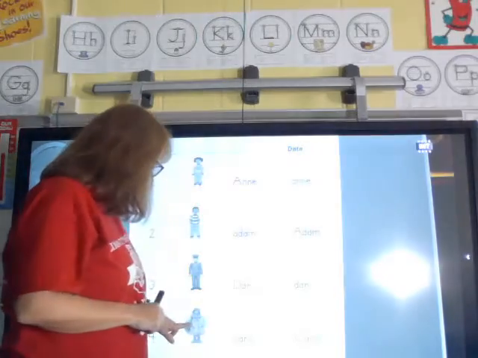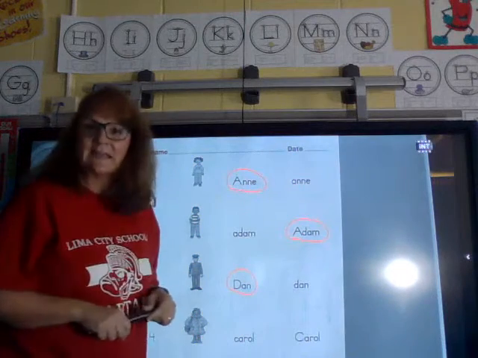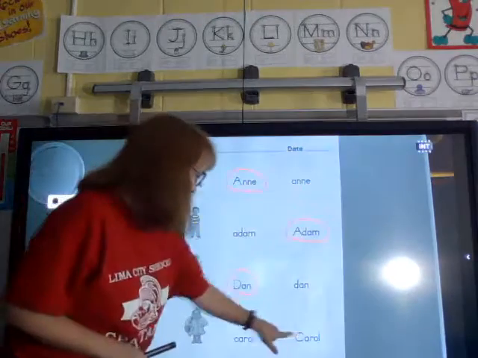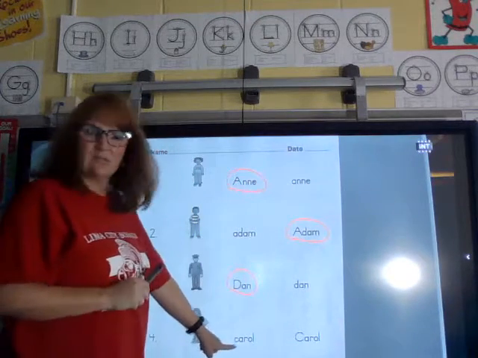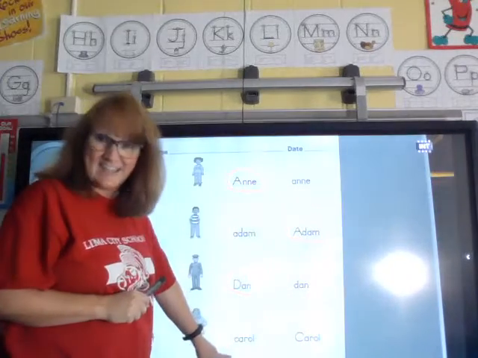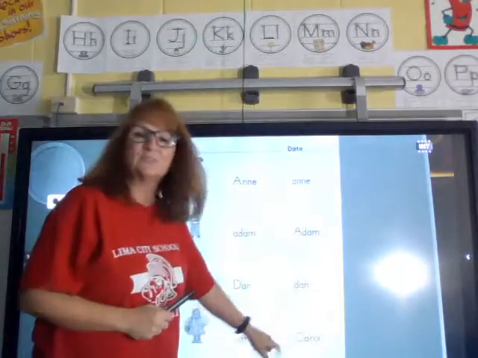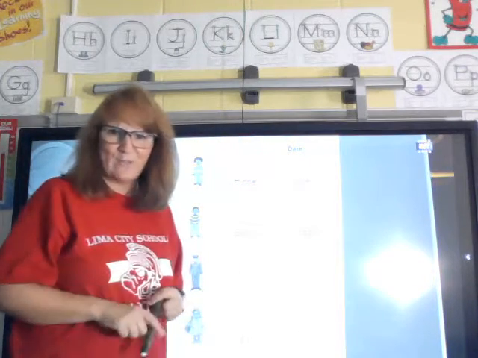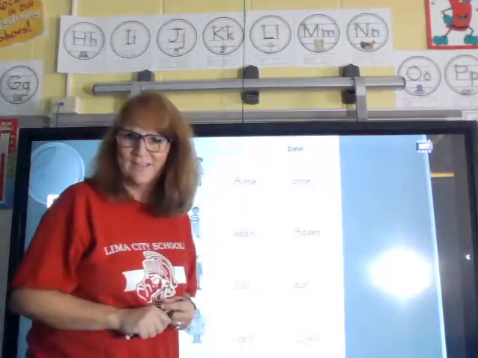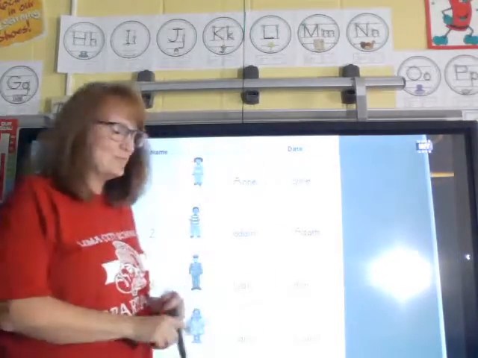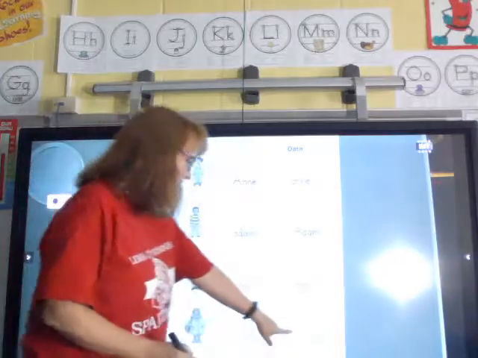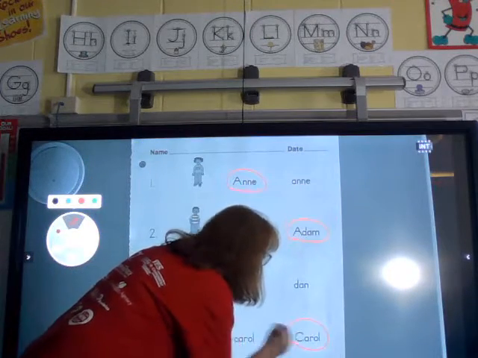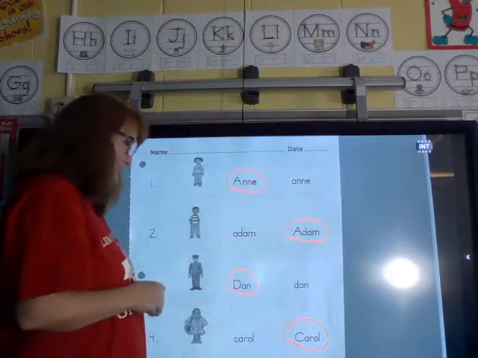All right. The last picture down here is Carol. Her name is Carol. So Carol's name, written 2 different ways. The first one is with a lowercase c, Carol. The second one is with a capital C. Which way do you think is the right way? Lowercase or capital? Of course, the capital letter. All names start with capital letters. So there's Carol's name with a capital C, and you will put a circle around it.